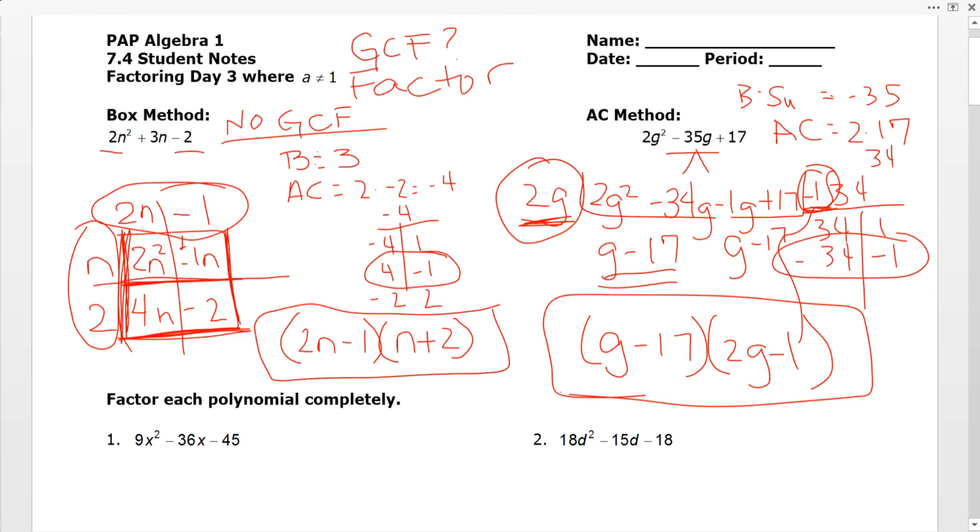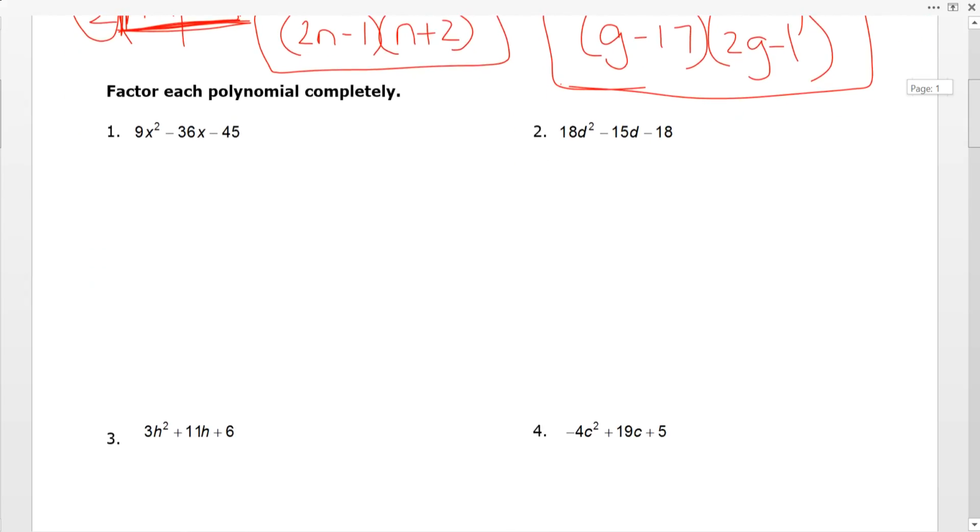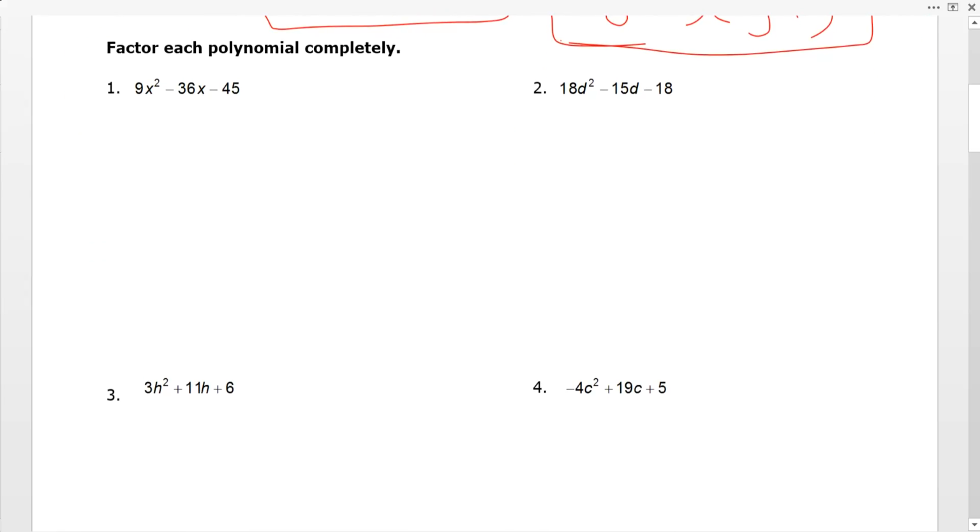Okay, I think I will do the rest of them, half of them one way and half of them the other way. So when I look at number 1, I think, wow, those are big numbers, but that's okay because I'm going to divide by the greatest common factor, which is 9. So I divide everything by 9.